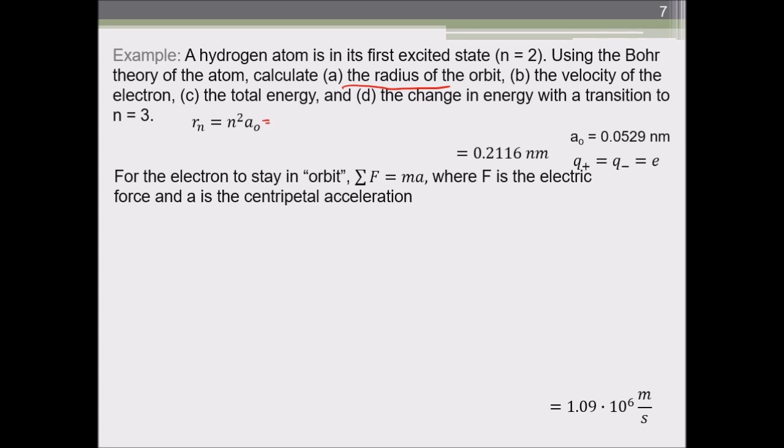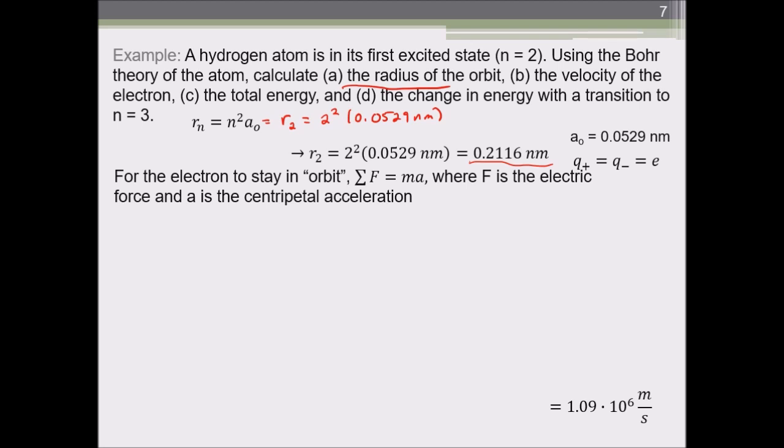I'm not going to use the equation with all the constants in it because we figured out what all those constants are. So we want r equals, so we want the second r. So r with n equals 2 is equal to 2 squared times a naught, 0.0529 nanometers. So I get 0.2116 nanometers is the radius of the atom if it's in its first excited state. Then I can find the velocity of the electron.